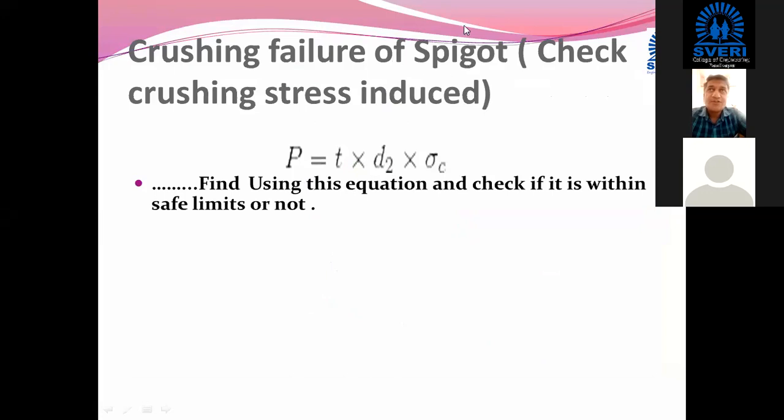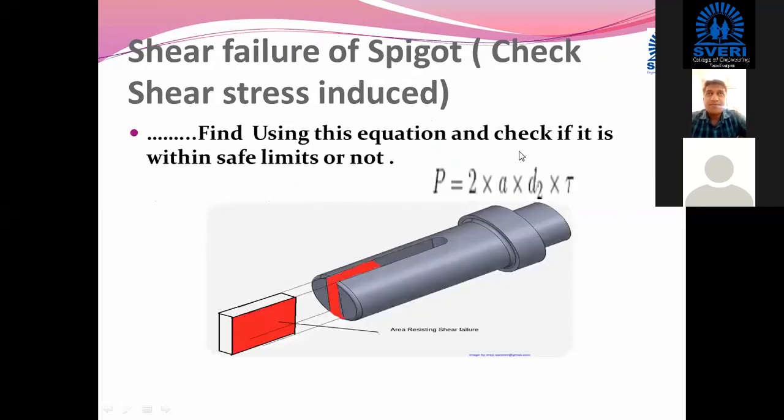Okay, so we have seen it for the spigot. Likewise, we can see it for the sprocket also and for the pin also. Just keep in mind that this crushing is nothing but the value of compressive stress only that we have to take. Okay, any doubt related to this? Okay, we'll go further.